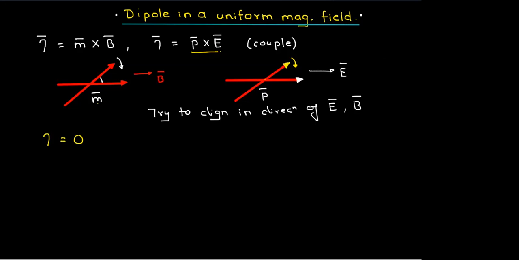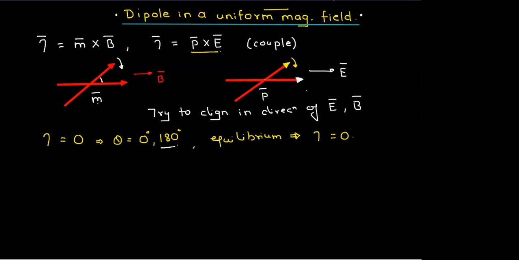Now the other situation: torque is zero at what angles between the magnetic dipole moment and the magnetic field? Zero and 180, right? Torque is equal to zero for angles of 0 and 180 degrees. Same thing over here also. Now net force is anyway zero, right? So equilibrium. Net force is zero because we are talking about a uniform magnetic field. Equilibrium implies that torque is also zero.